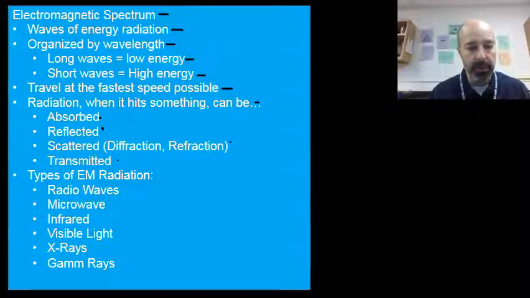We'll talk about all those things in class. Types of electromagnetic radiation include radio waves, microwaves, infrared, visible light, X-rays, and gamma rays. And you should have at least a basic idea of what those different things are used for and know a little bit about them. And that's about it.